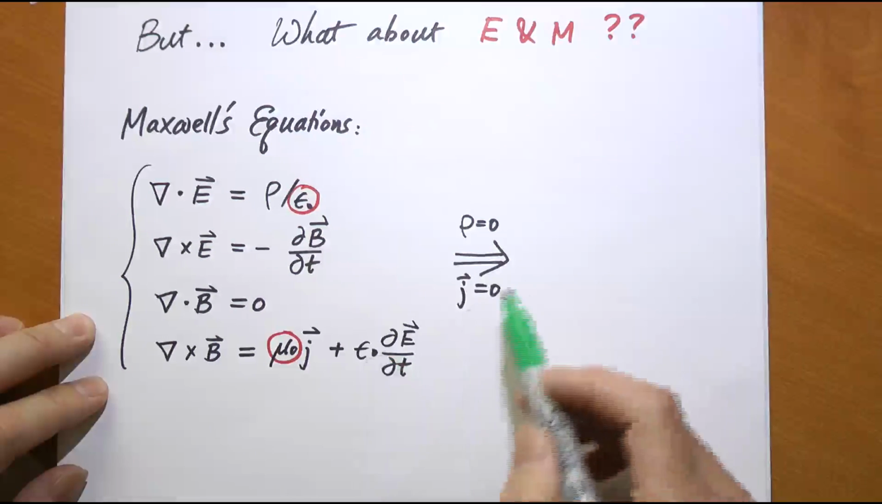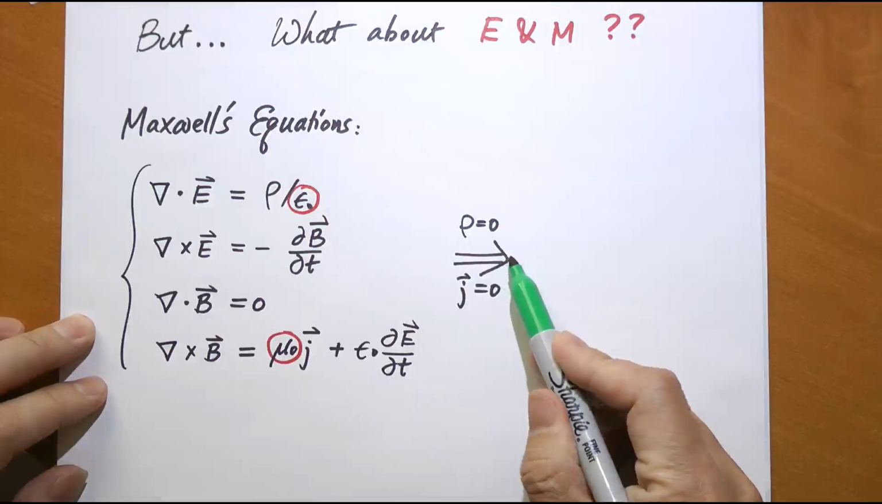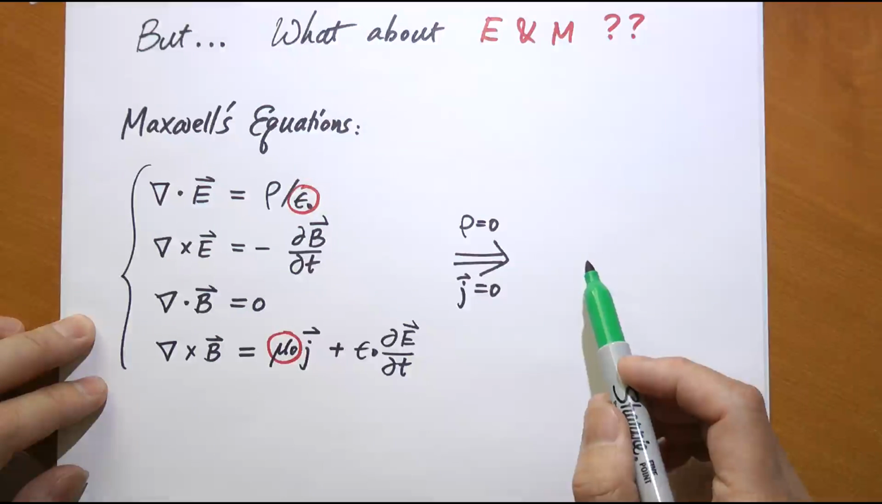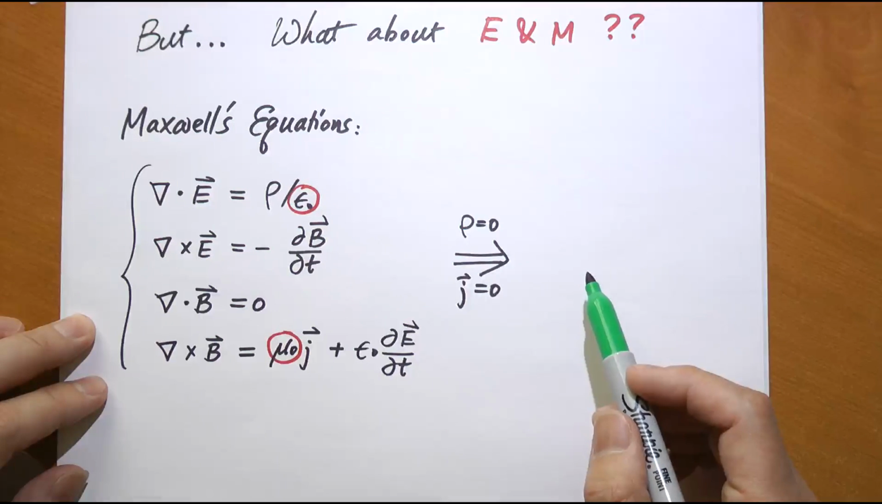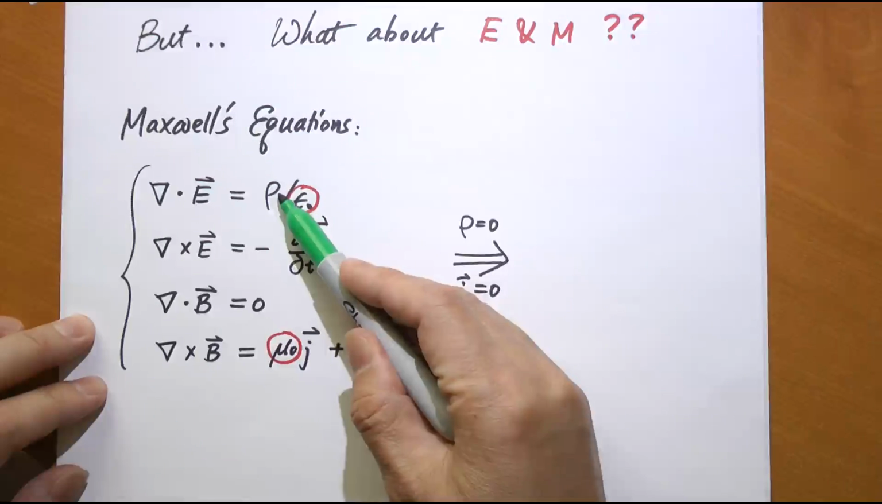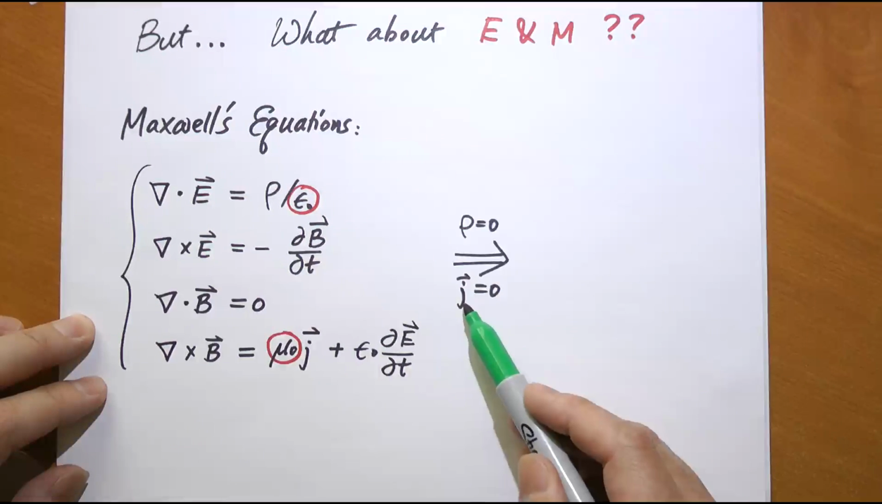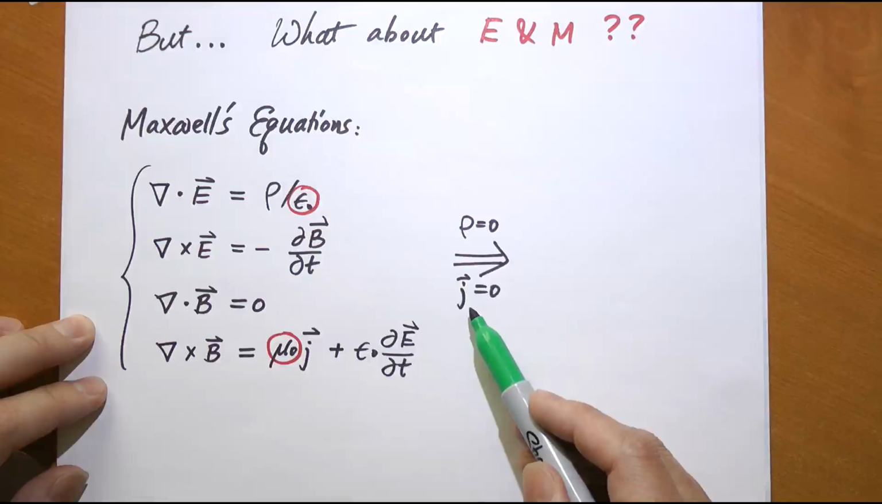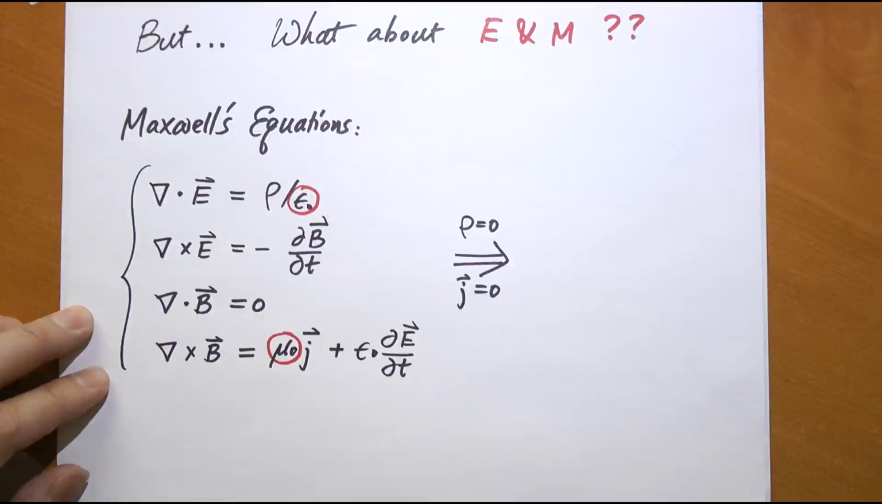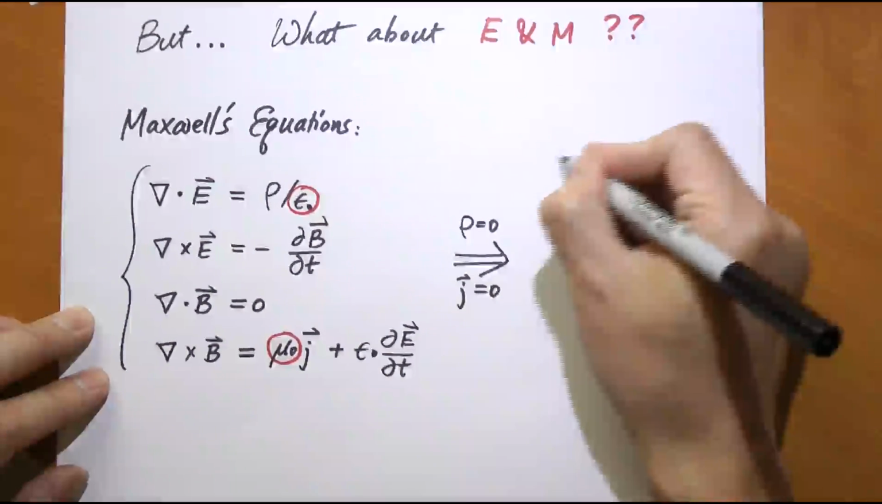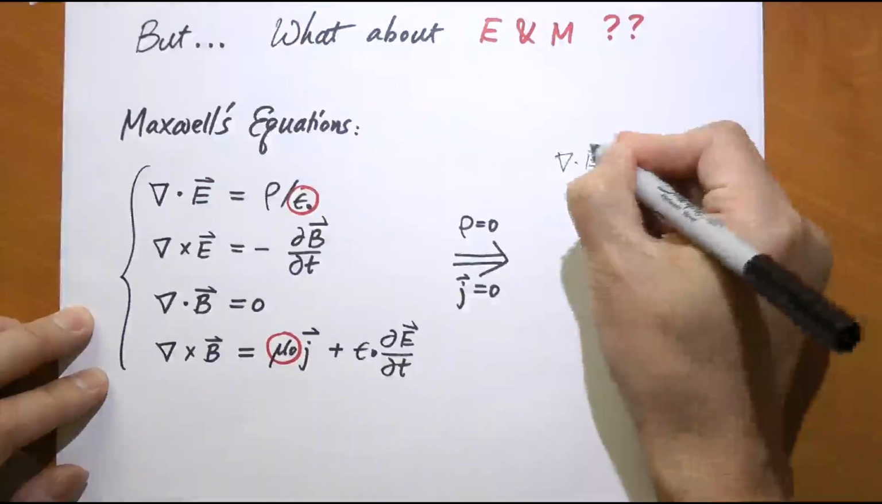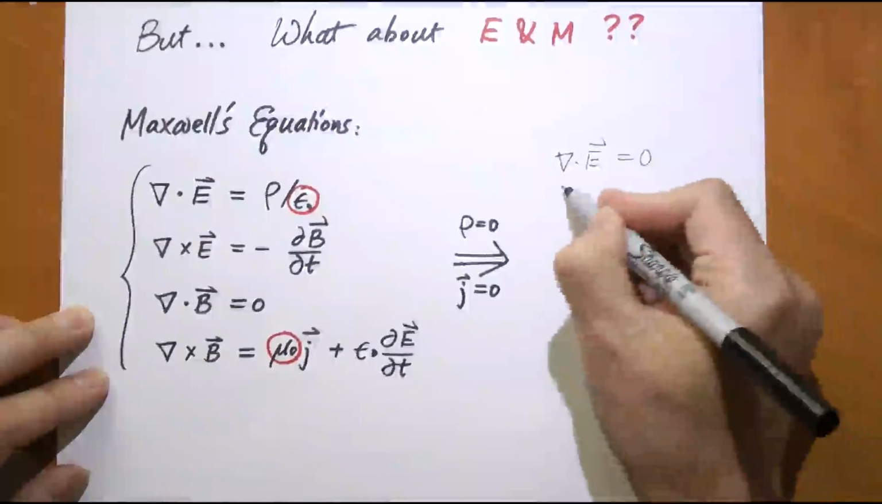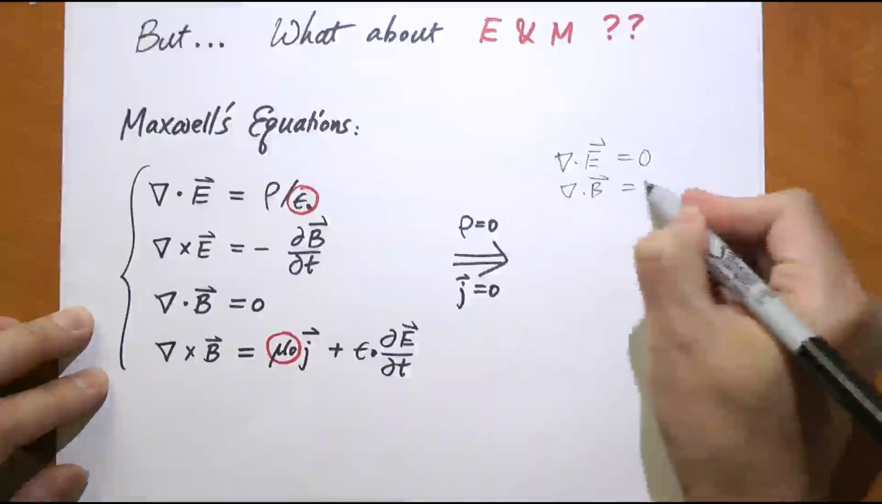And we can simplify this equation set if we look at vacuum where there are no particles, so density of charge equals 0. And of course, there is no motion of charges because there's no charge in the first place, so J equals 0 as well. We can rewrite Maxwell's equations like this. Gradient dot E equals 0. Gradient dot B equals 0.